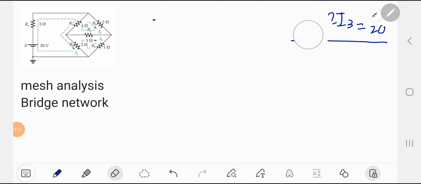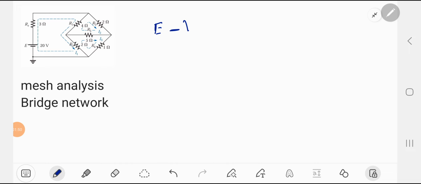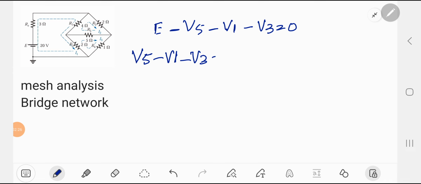So from where do we get this equation? If we apply Kirchhoff voltage law for loop 1, the rise in potential is E, the fall is V5, minus V1, minus V3, which is equal to 0. So V5 plus V1 plus V3 is equal to E.